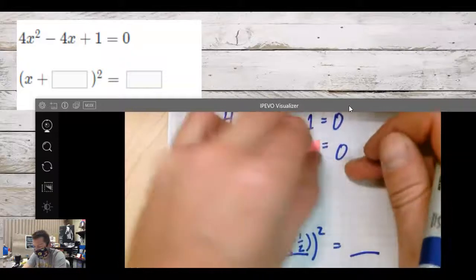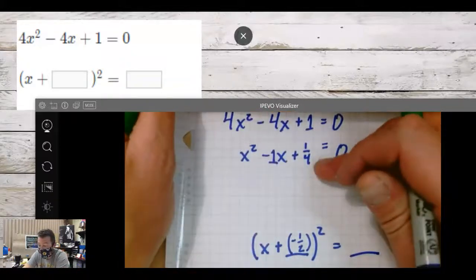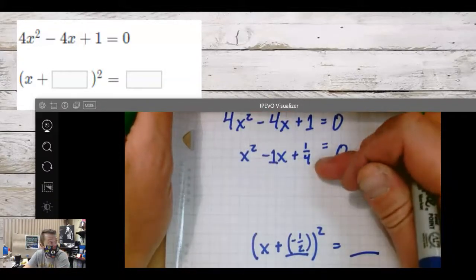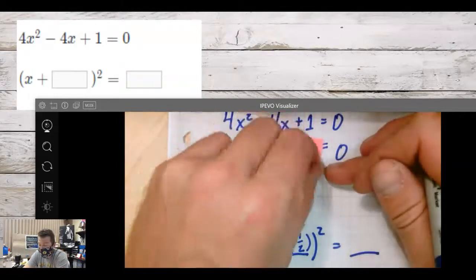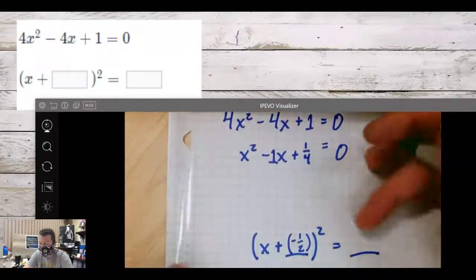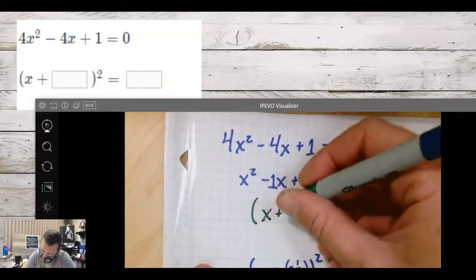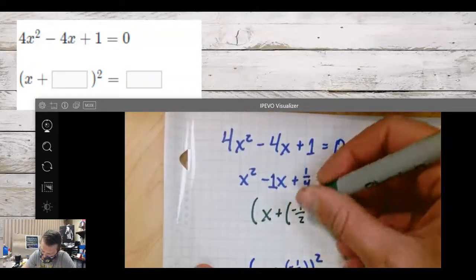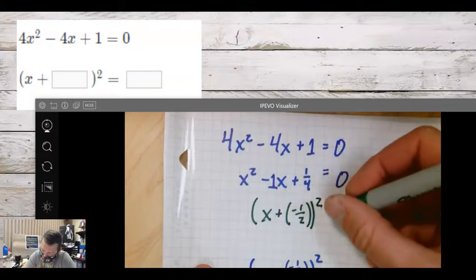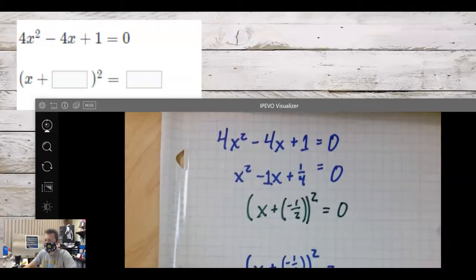Check what our constant is. It is positive 1/4, so our constant doesn't actually need modified. It is what we want. So we could just go ahead and say x plus a negative 1/2 squared equals 0.